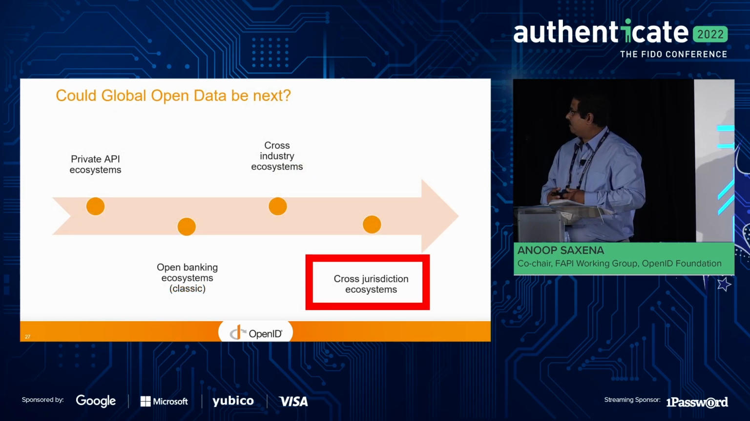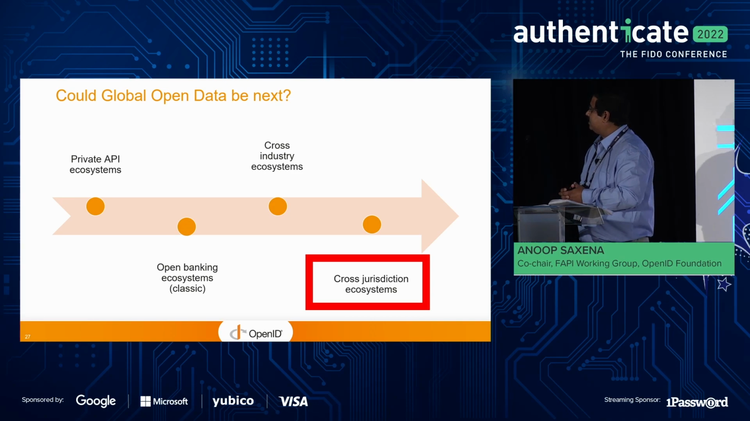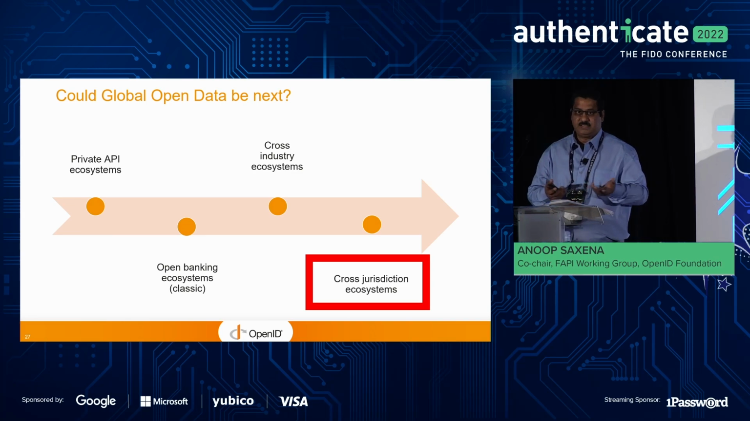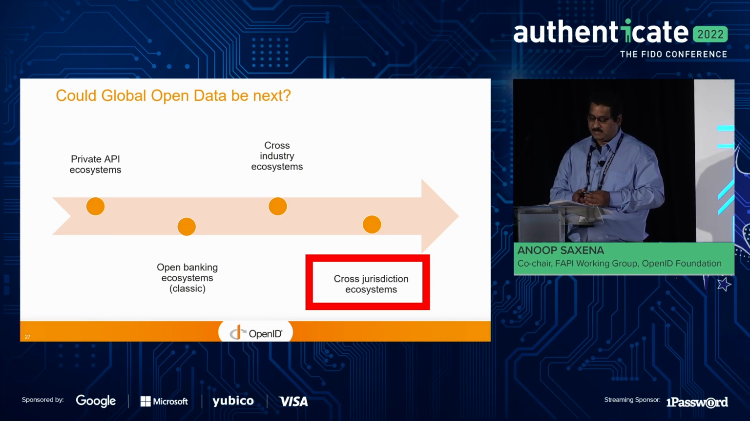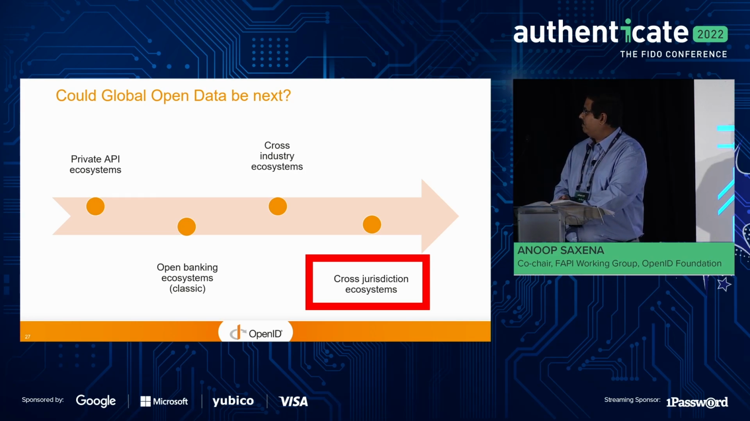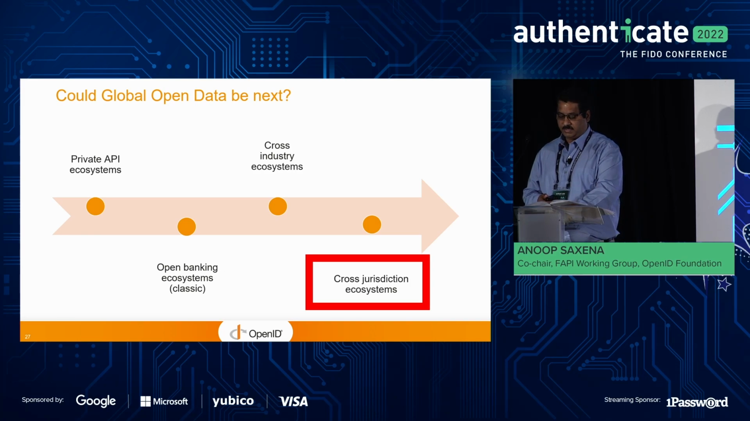So what will be next in open data? We saw private APIs, open banking, and cross-industry ecosystems. We feel that the next one coming is a cross-jurisdiction ecosystem. As you see in the examples of the GAIN and GAIN 2 POCs, the Global Assured Identity Network, some of these POCs and white papers that are getting published will really help in the direction of a cross-jurisdiction ecosystem.